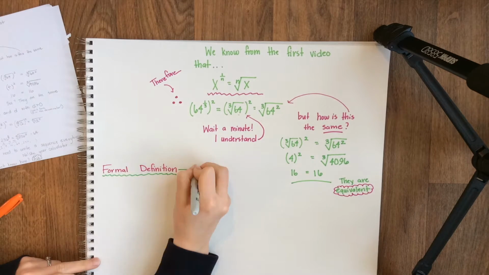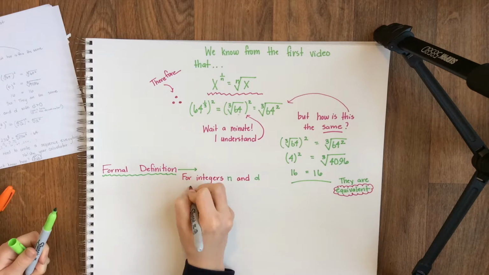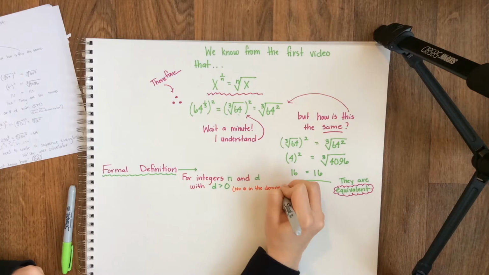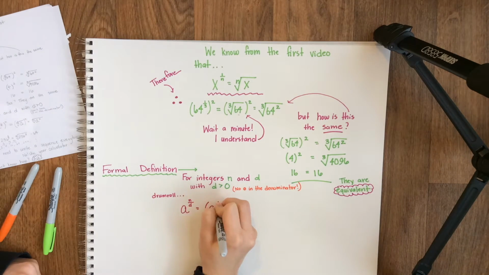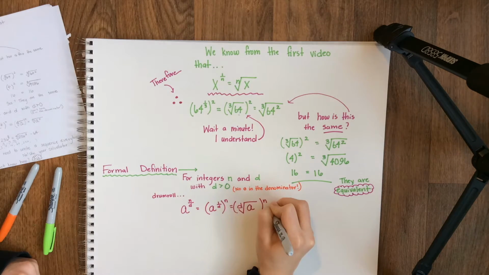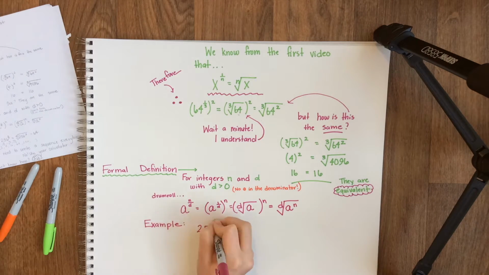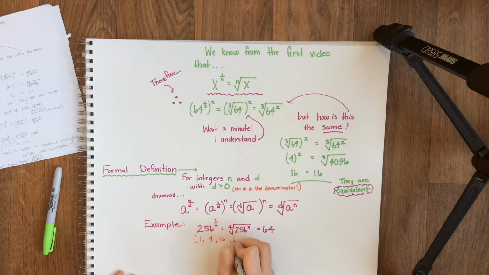Here's the formal definition. For integers n and d, numerator and denominator, with d greater than 0, the following can be said. a raised to the power of n over d can be rewritten as the dth root of a raised to the n. For example, 256 raised to the 3/4 power is the same as the 4th root of 256 cubed, or 64. Still struggling?